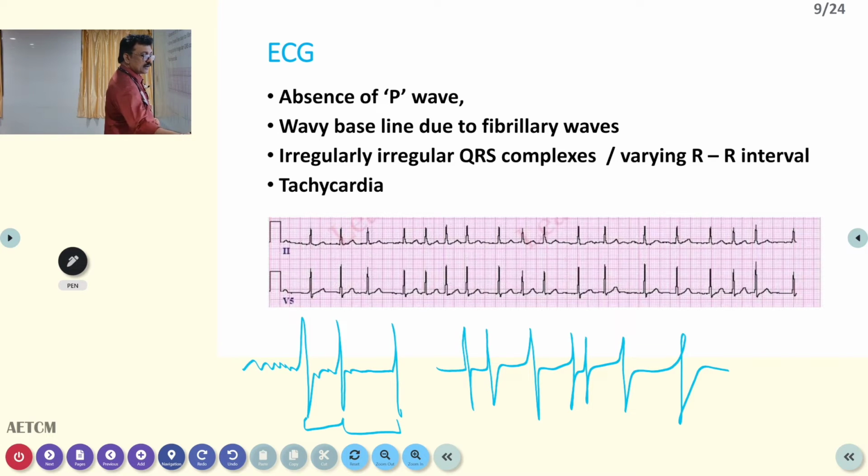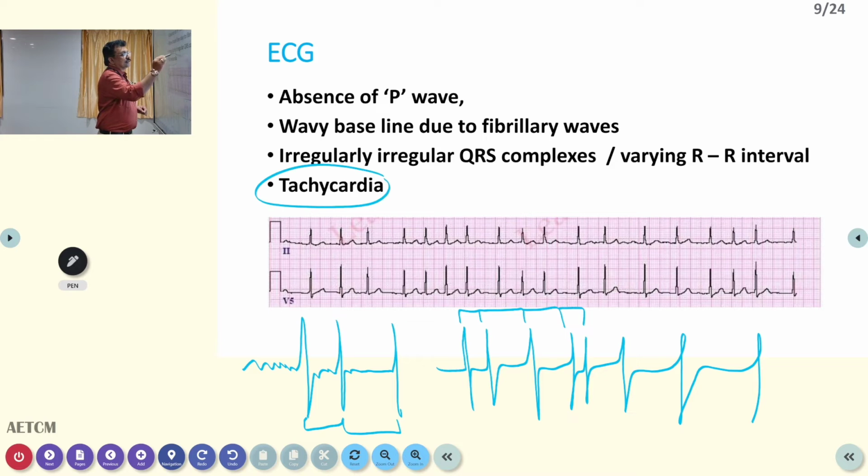And what is the striking thing in ECG? It is the irregular RR interval. So that is the most important problem in atrial fibrillation. If you are seeing QRS complexes coming irregularly, then that is atrial fibrillation. So a very important thing is atrial fibrillation. In atrial fibrillation, irregular QRS complex. Then tachycardia is a striking feature.